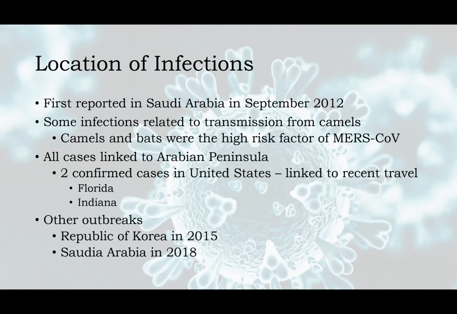Location of infections. It was first reported in Saudi Arabia in September 2012, but it was later identified that the first known cases of MERS occurred in Jordan in April 2012. Most people who got infected did so through direct or indirect contact with camels. It is believed that it originated in bats and was transmitted to camels in the past.